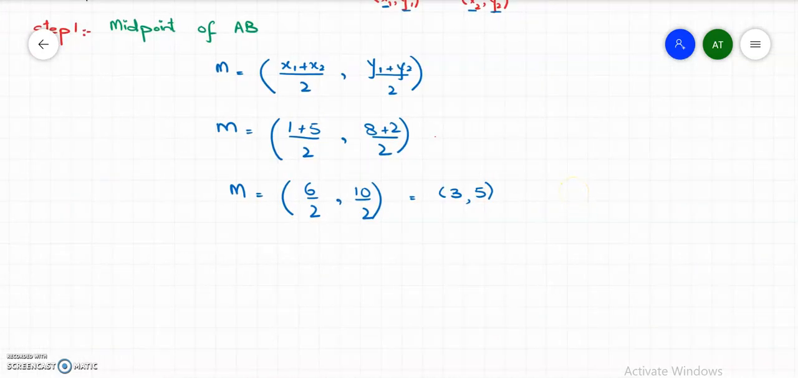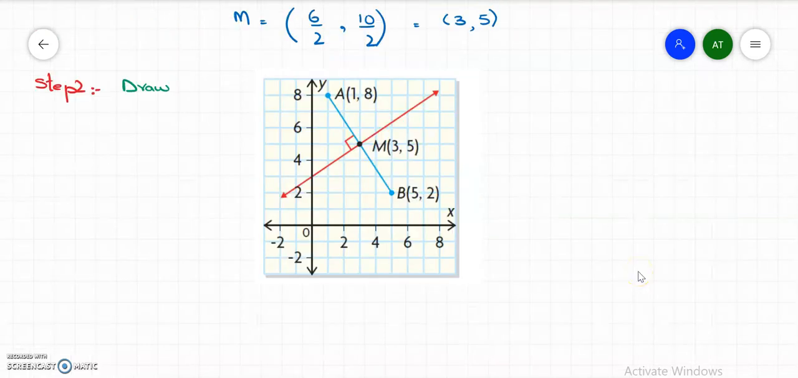In step 2, we have to draw the scenario on a coordinate grid. Let's do it. Okay, so I drew AB on a coordinate grid, and we know that the points that are equally far from A and B lie on the perpendicular bisector of AB, so I added the perpendicular bisector, the red line, on my sketch. Okay, let's move to the third step.